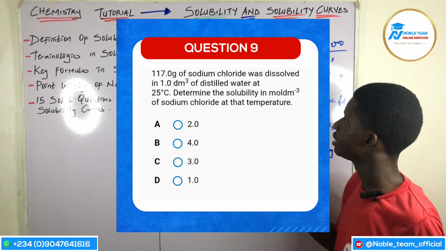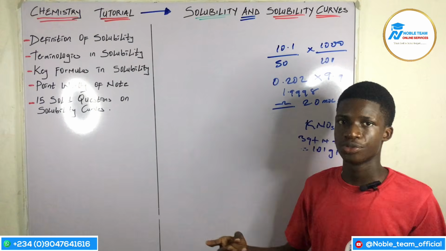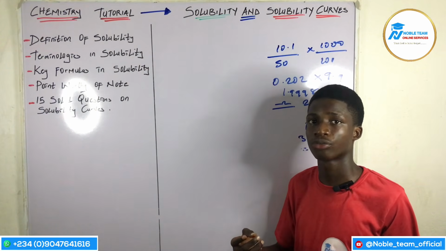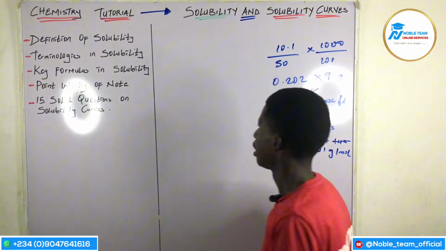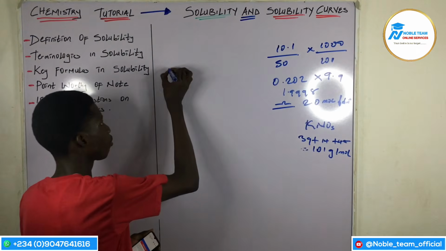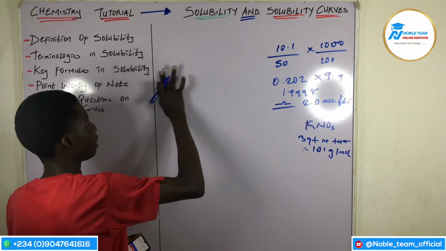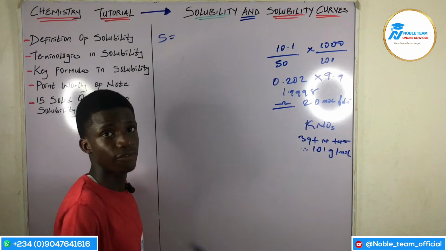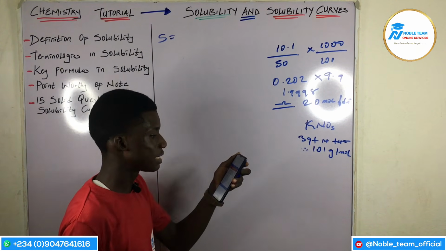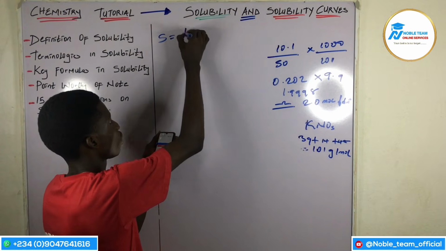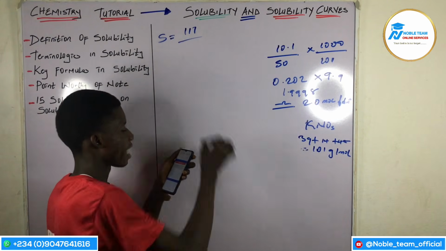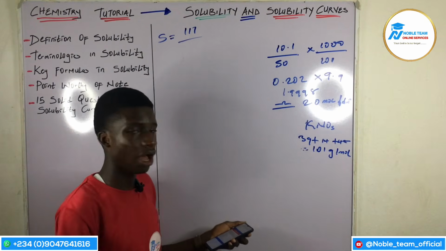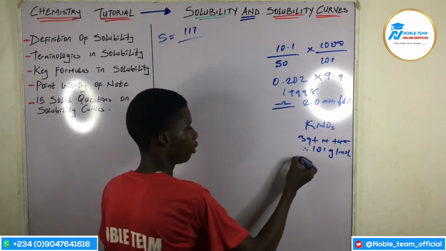Now, what is the formula that we are going to be using here? Since it involves volume, we are going to be making use of the formula that involves volume. Our solubility is equal to the mass of the solute, which is 117, divided by the molar mass of the solute. Now, we don't have the molar mass of the solute, so we are going to solve it.